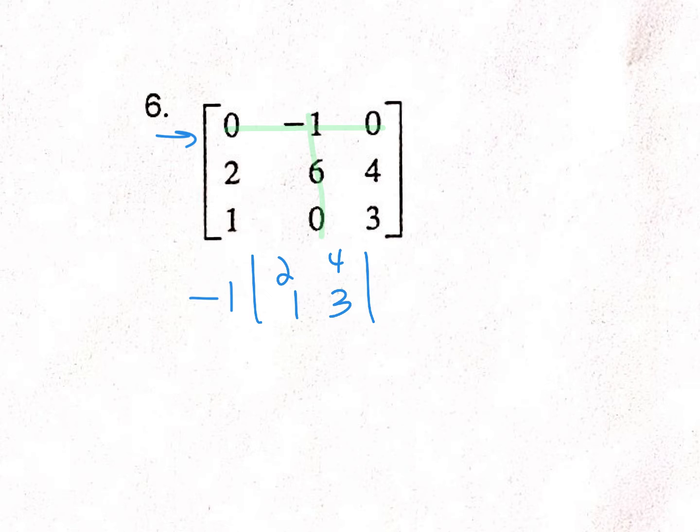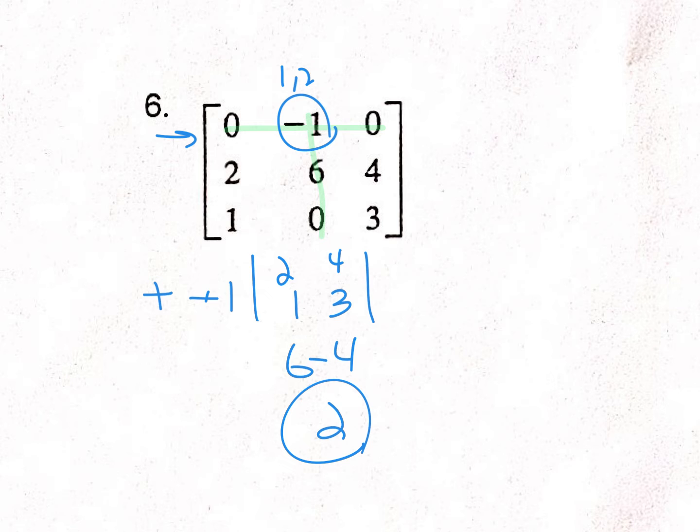Now, don't forget about the -1. The -1 is in row 1, column 2, which if you add 1 and 2, it's odd. So that means you got to put a minus in front, which really just means change the sign in the front. So really just a 1 in the front. And that 1 times anything is itself. So I'm not even going to worry about the 1. I'm just going to do the determinant of that 2 by 2. And it's going to give me 6 minus 4, which is 2. And there's your determinant of a 3 by 3. Okay, not a huge deal there.